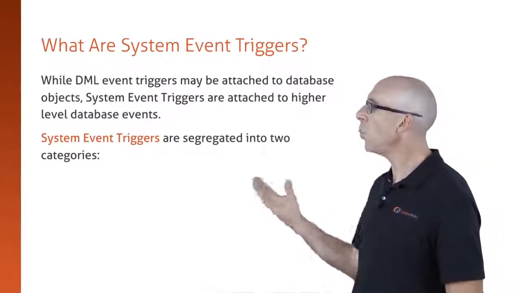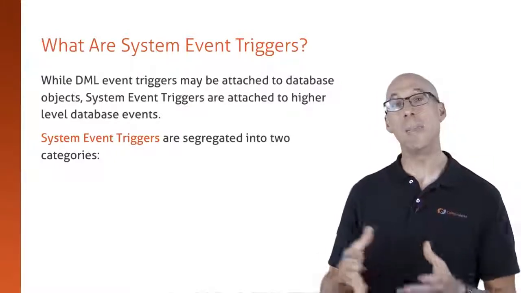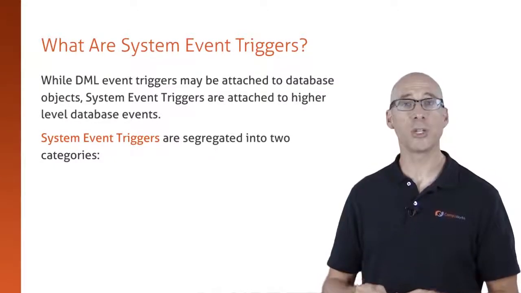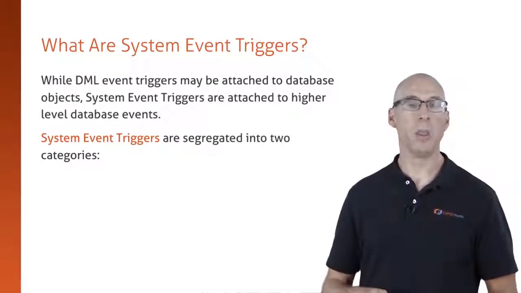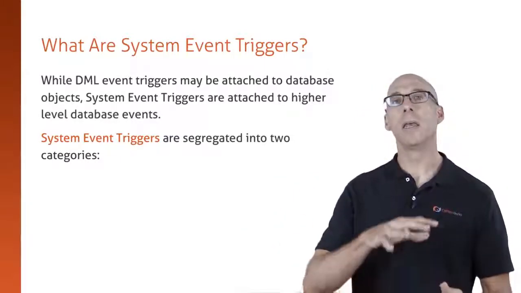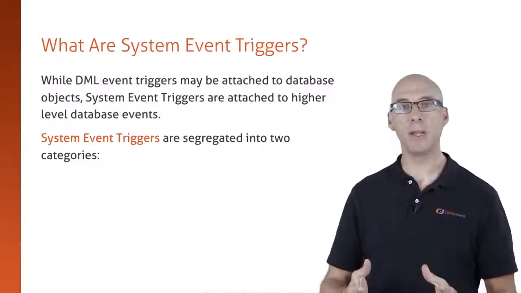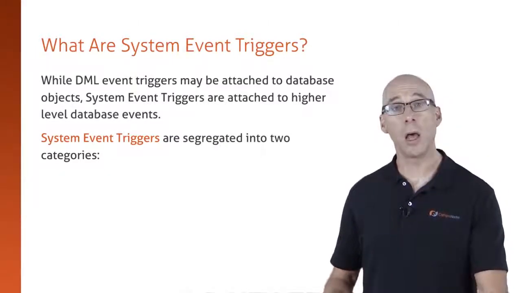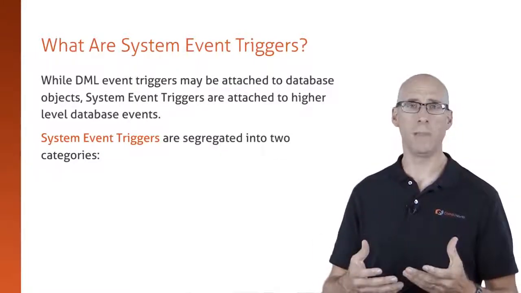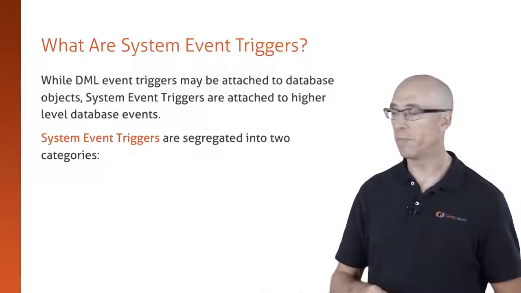So, what are system event triggers? Well, like I said, when we start talking about a DML event trigger, we're performing some type of action against a table or a view. With a system event trigger, we are tracking some activity that is taking place within the database environment as a whole, like the user logging on, or an error occurs, or who knows what. So it's more high level for us to work with.